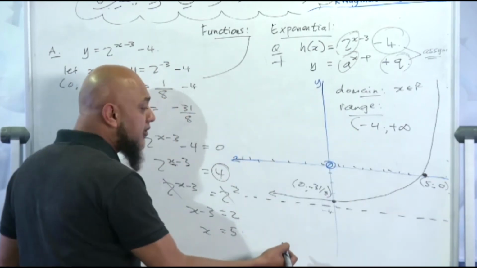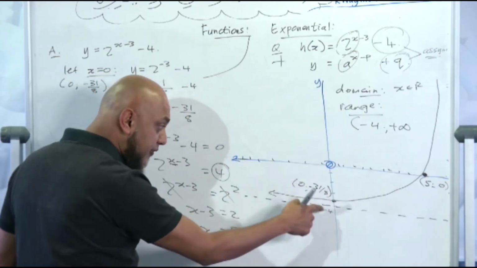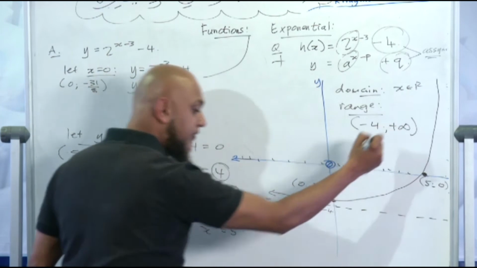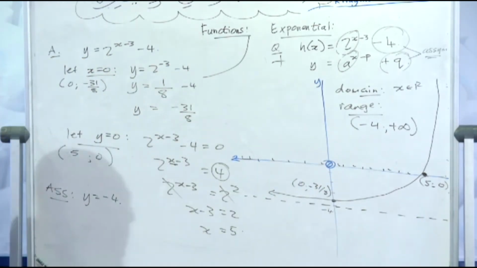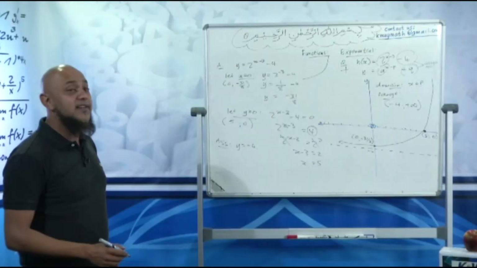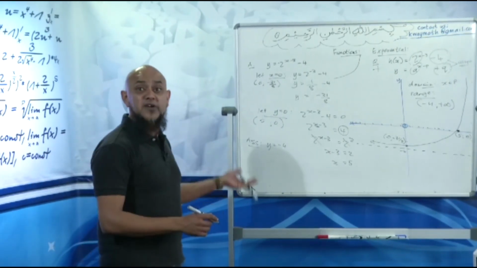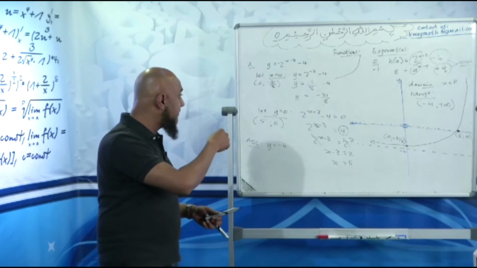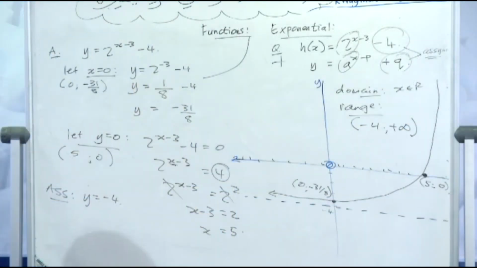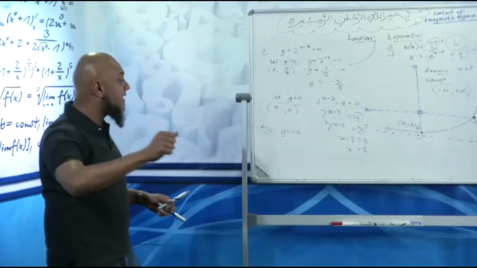Minus 4 is excluded. Why is it excluded? Because the graph will never touch negative 4, and infinity is always excluded. And there we go, that is the domain and that is the range of that exponential function. So that's how we sketch it. We take out our asymptote. We then do our dual intercept method: let x equal 0, solve for y; let y equal 0, solve for x. Okay, good.